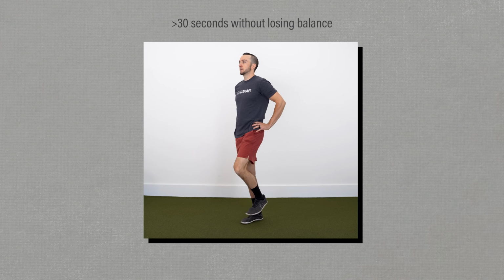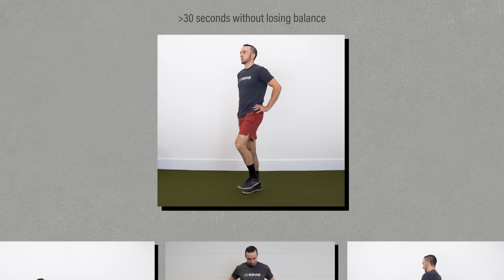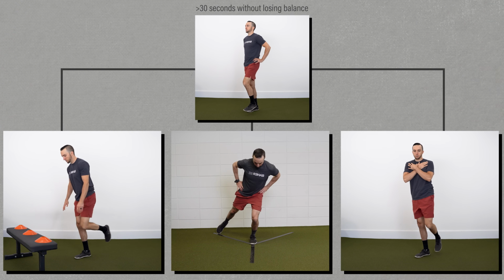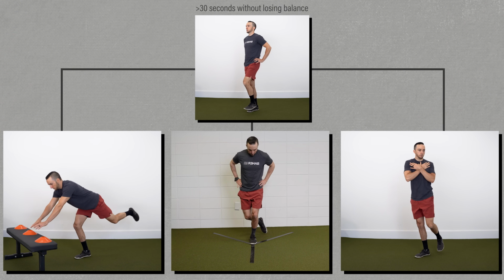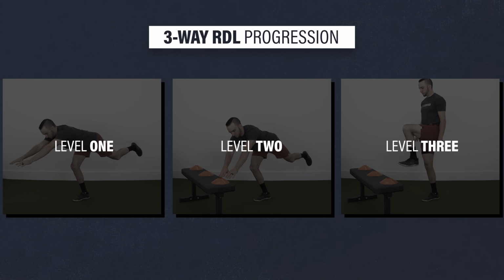Once you can stand on one leg for at least 30 seconds without losing balance, you will progress to dynamic variations that expose your knee to rotational and lateral stress. Here are 3 options. Option 1, 3-way RDL progression.